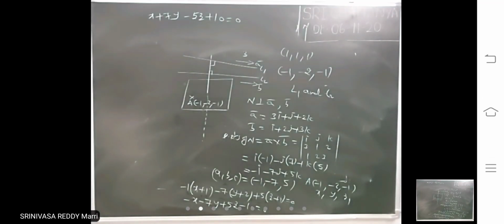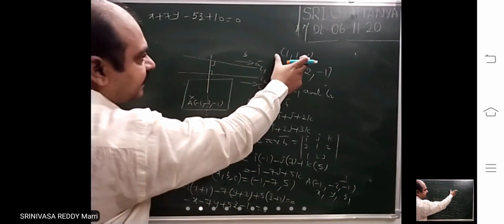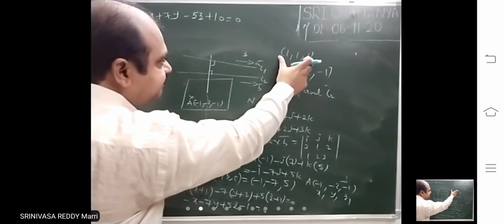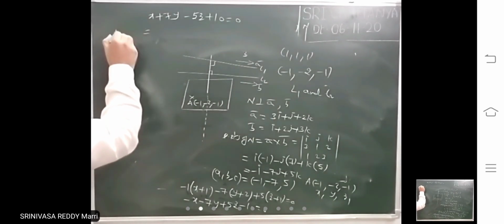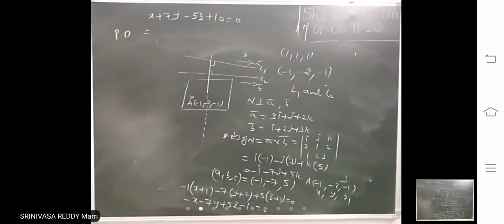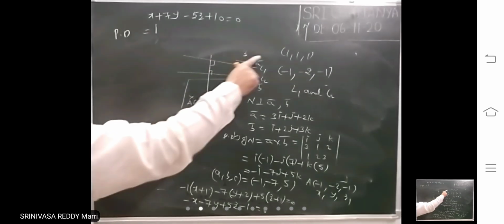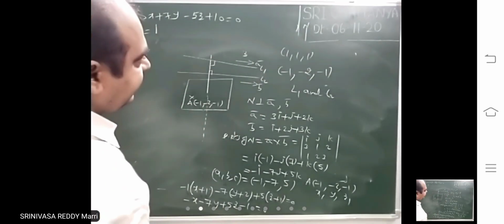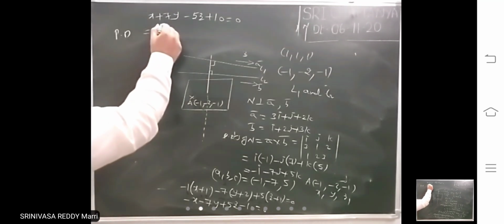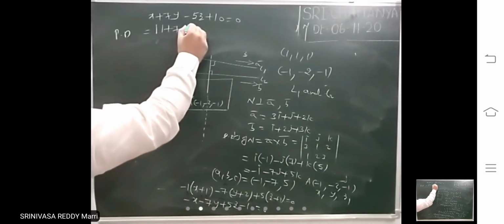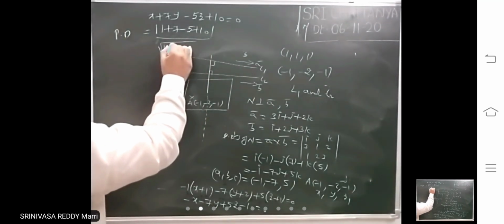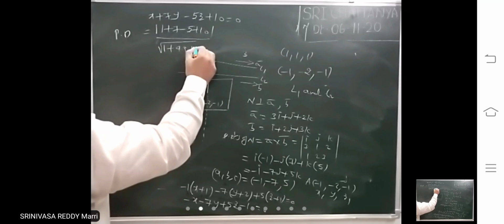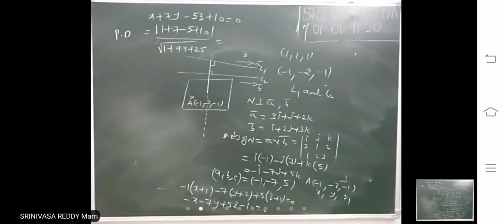So what he is asking now is the perpendicular distance of the plane from this point. That is nothing but this perpendicular distance. PD means perpendicular distance. So, modulus of ax1 plus by1 plus cz1 plus d, substituting this point: 1 plus 7 minus 5 plus 10 divided by root of 1 plus 49 plus 25.